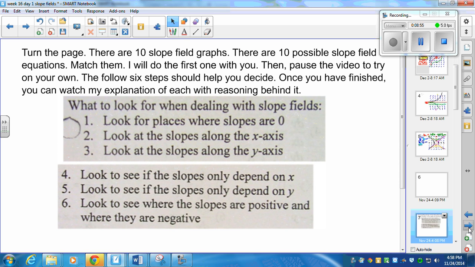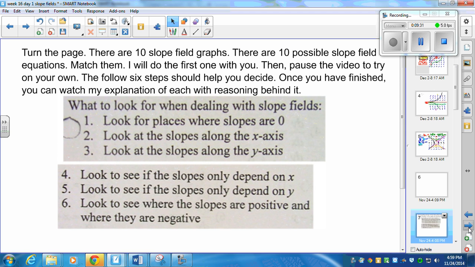Now, there are 6 different keys to figuring out which one goes to who. I think it's very important to look for places where the slopes are 0. There are going to be many places where slope is 0 or where the little ticks are flat. Focus on those first. You can look at the x-axis and the y-axis and see if you see a trend there. Also, you'll notice sometimes the slopes only depend on the x. Sometimes the slopes only depend on a y.